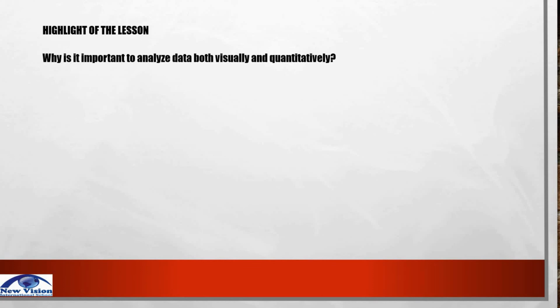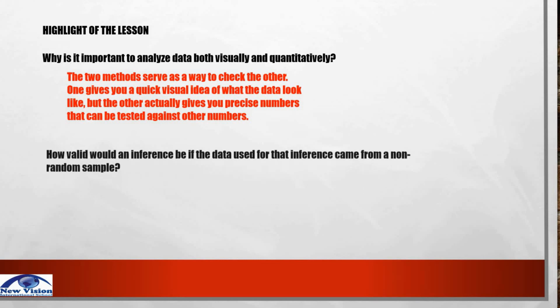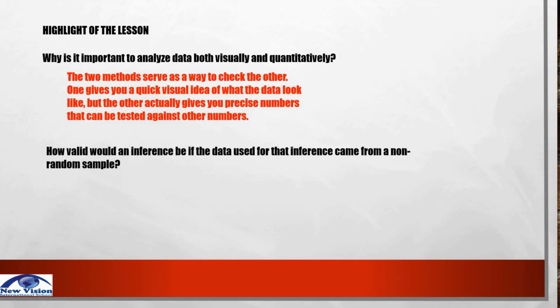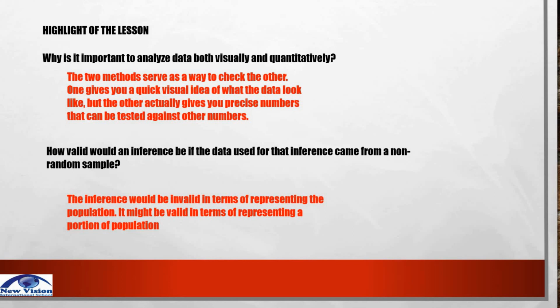Why is it important to analyze data both visually and quantitatively? The two methods serve as a way to check the other. One gives you a quick visual idea of what the data look like, but the other actually gives you precise numbers that can be tested. So how valid would an inference be if the data used for that inference came from a non-random sample? The inference would be invalid in terms of representing the population. It might be valid in terms of representing a portion of the population.